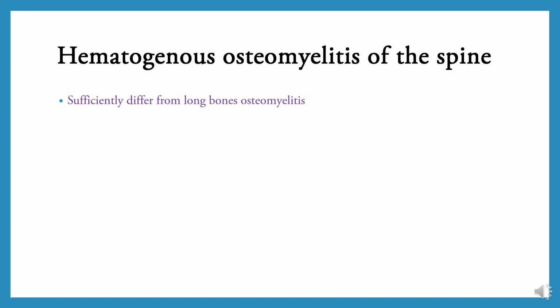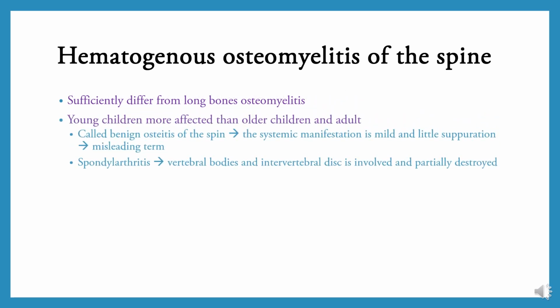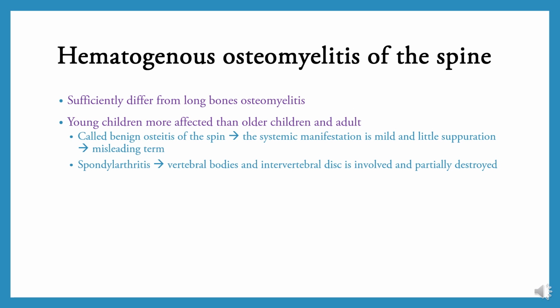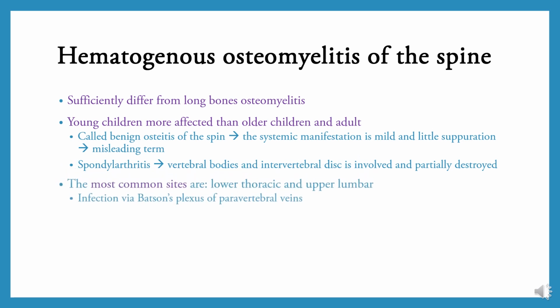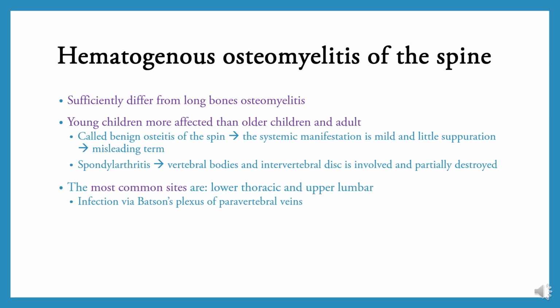Hematogenous osteomyelitis of the spine differs sufficiently from that of long bones. Young children are more affected than older children and adults. The most common sites are the lower thoracic and upper lumbar spine. The causative organisms are Staphylococcus aureus and Escherichia coli.